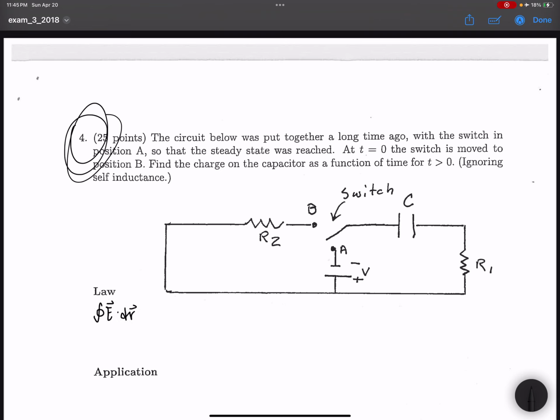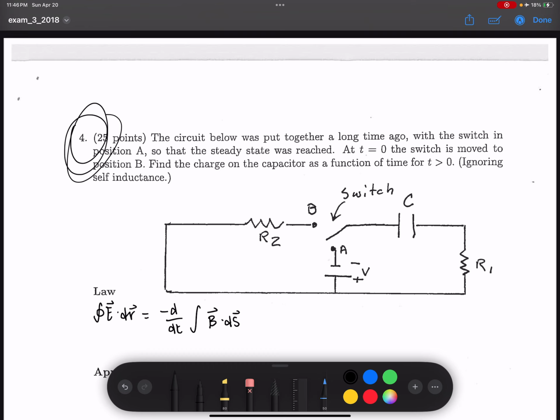Oh, she's writing Faraday's law. Okay, so Faraday's law, the closed integral of E dot dl. Would you agree though? Oh, absolutely, without a question. And also, I'm going to write a little note. I think I'm going to change the color.